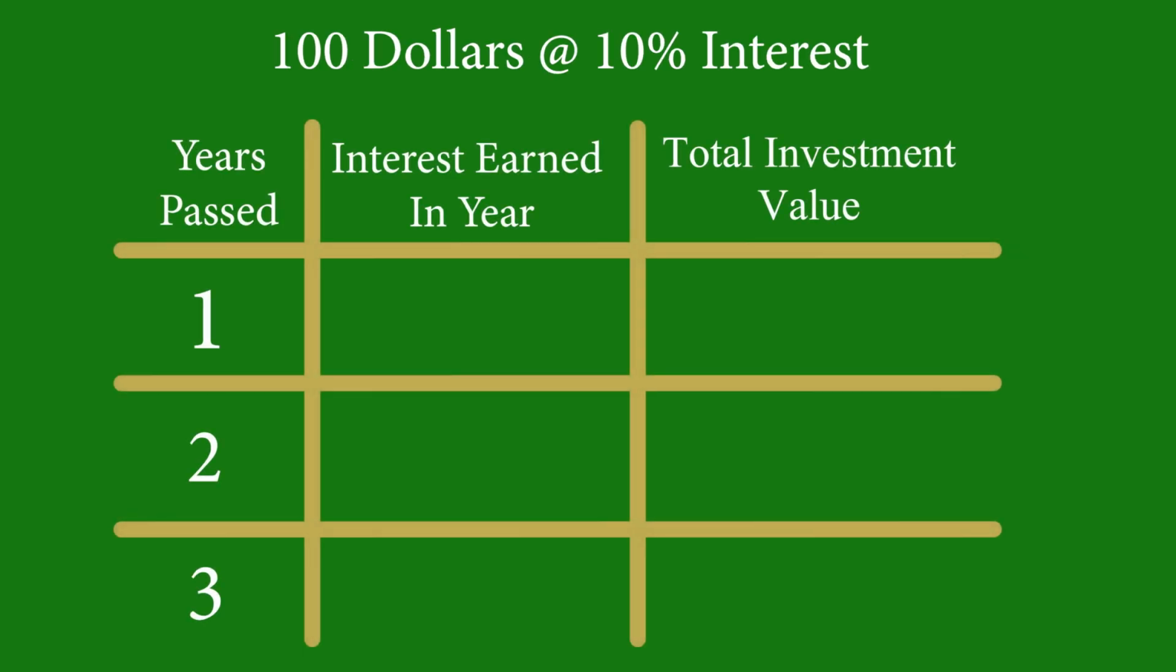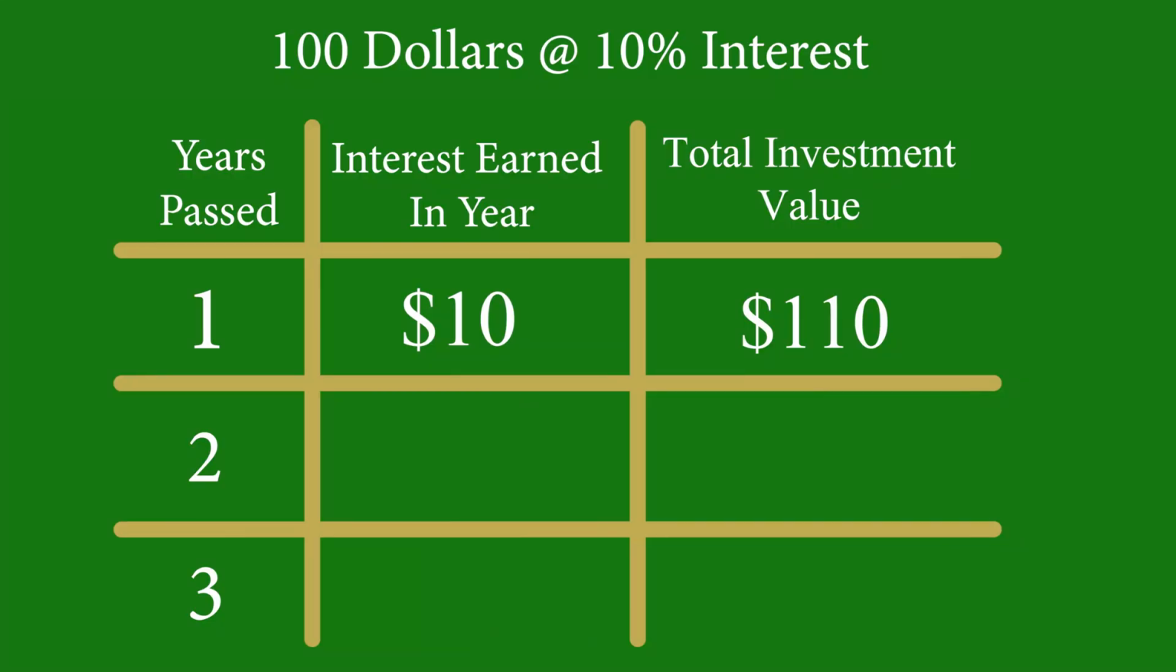Again, if there's an investment of $100 at 10% interest, after 1 year, it'll earn $10 in interest, bringing the total value up to $110. The next year, we'd earn another 10% in interest, but not on the original $100 amount, but on the full $110 value, meaning you'd earn $11 in interest, bringing the total value up to $121. Notice how in the second year, the investment made $1 more in interest than the previous year.